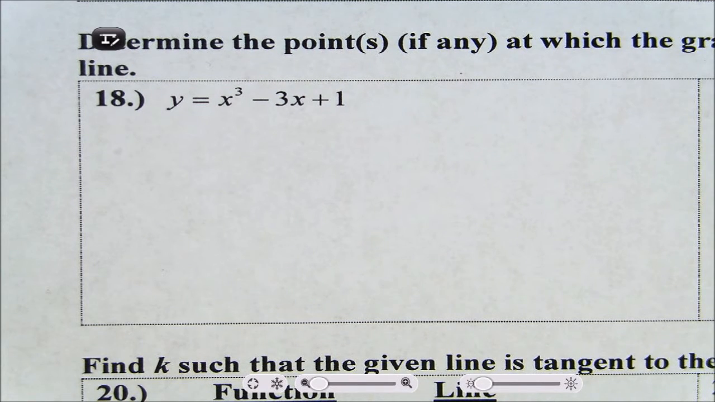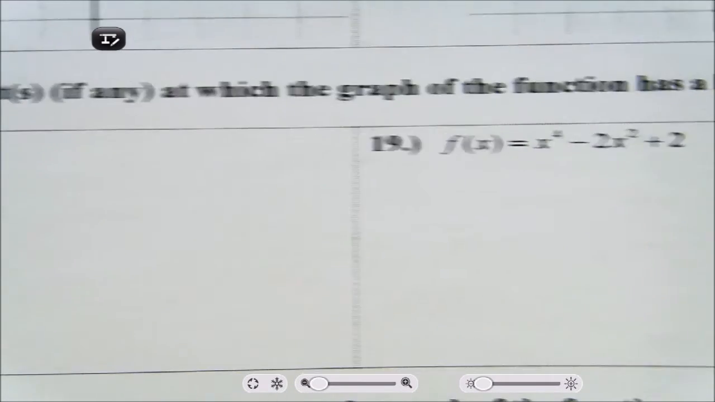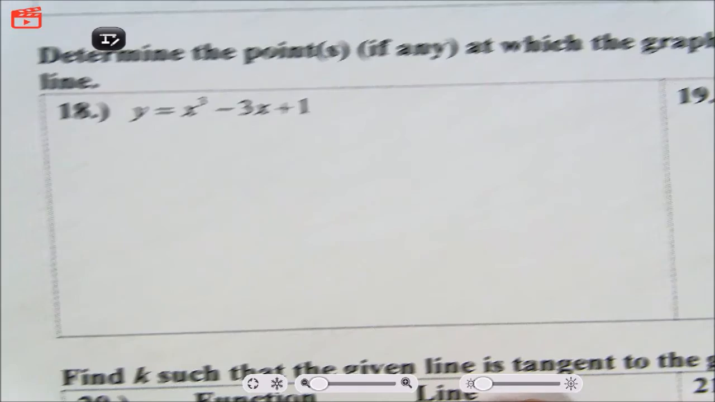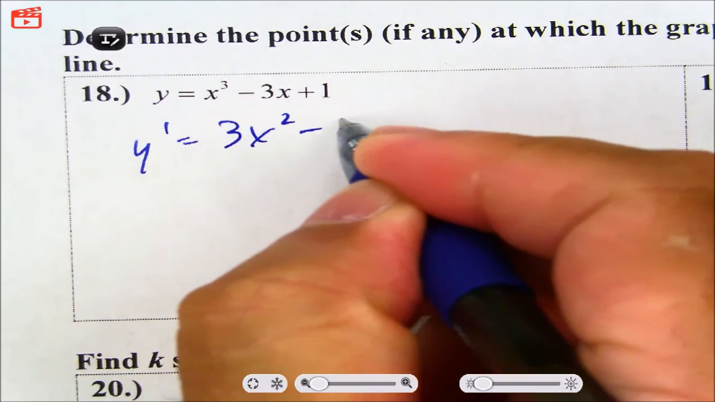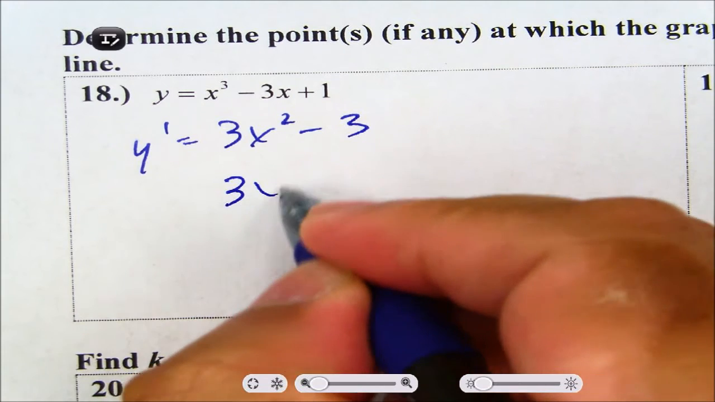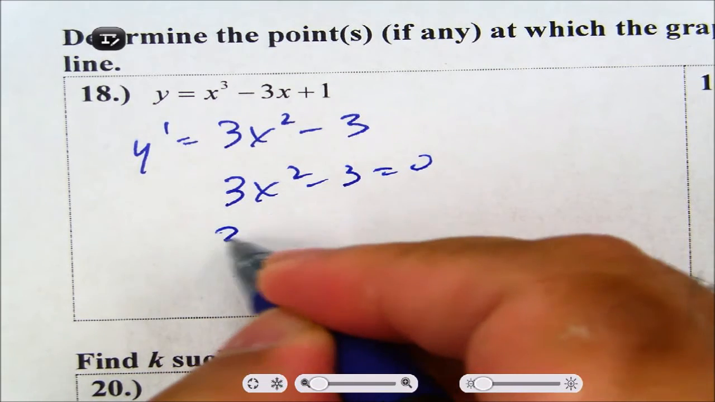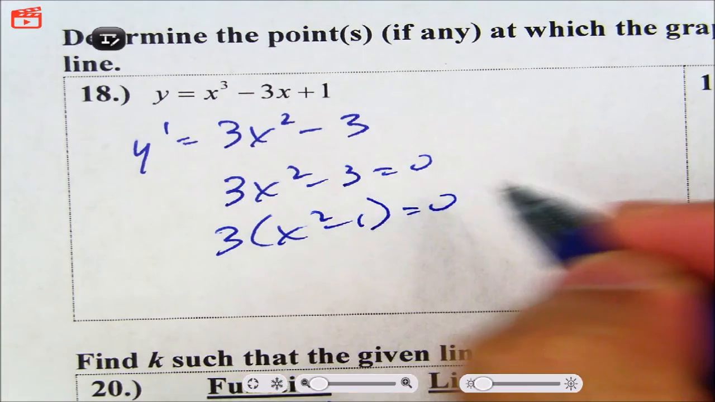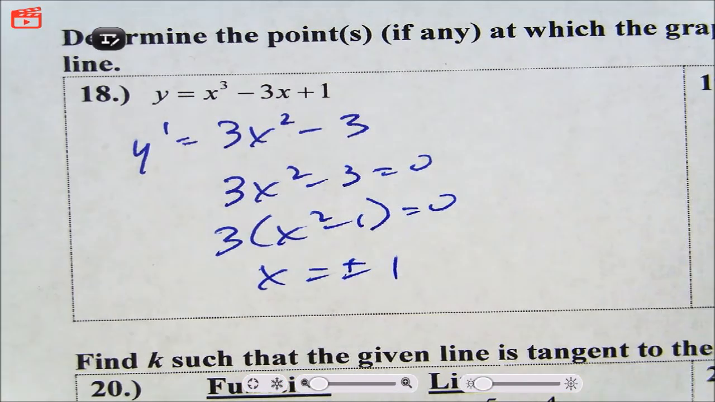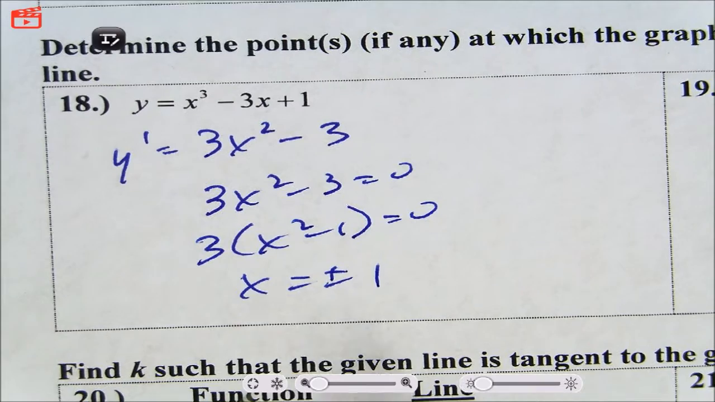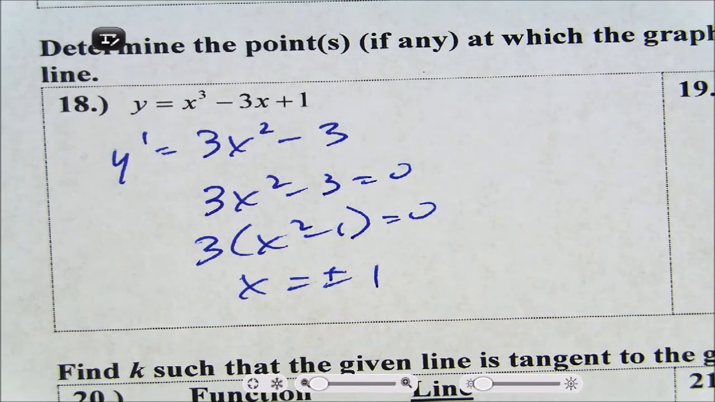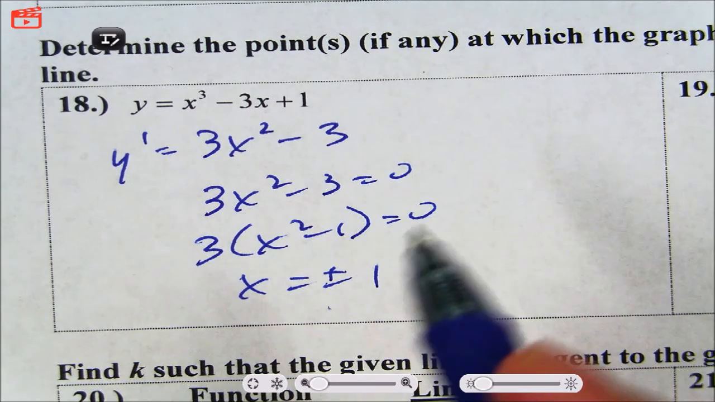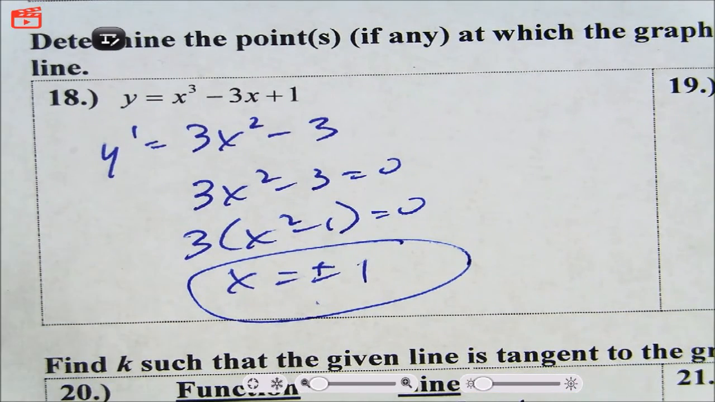All right, let's see. Determine the points, if any, at which the graph of the function has a horizontal tangent line. So you take the derivative. It's 3x squared minus 3. Set that equal to 0. Factor out the 3, you get x squared minus 1 equals 0. So you get x equals plus or minus 1. The only thing you have to do is make sure that these numbers are in the domain. It's a polynomial, so the domain is all real numbers. So the answer's right there: x equals plus or minus 1. That's all you have to do. You don't have to explain anything else.